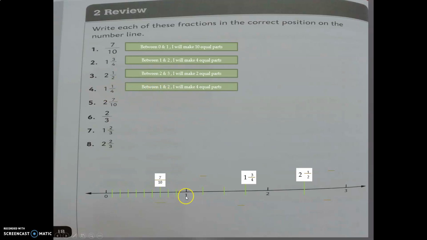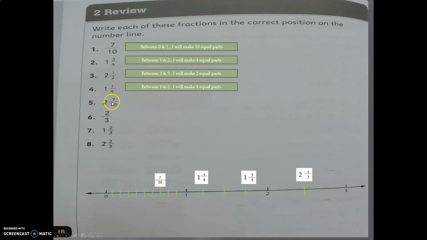Okay, but I need to cut the area between 1 and 2 into how many equal parts? Look to the denominator, 4. So I already cut it before in 4 equal parts. So here is 1. If you move 1 part out of the 4 equal parts, you will be here. It will be 1 and 1 over 4 because you moved 1 part out of the 4 parts between 1 and 2.